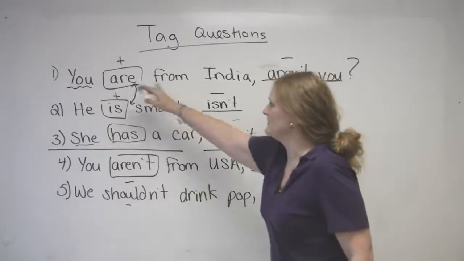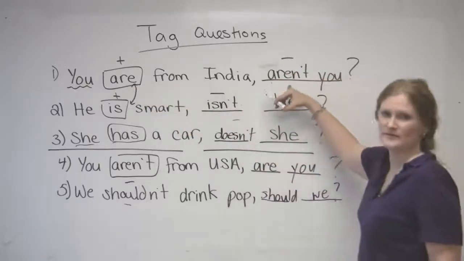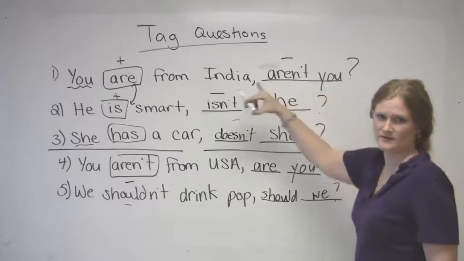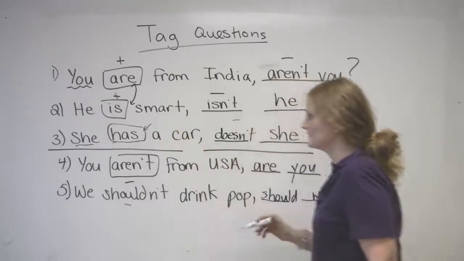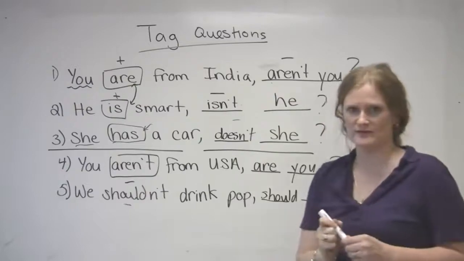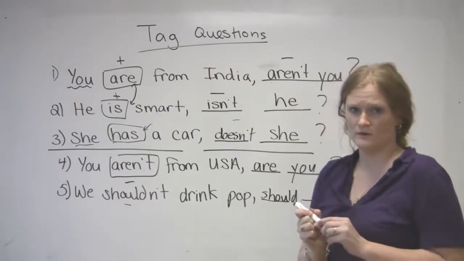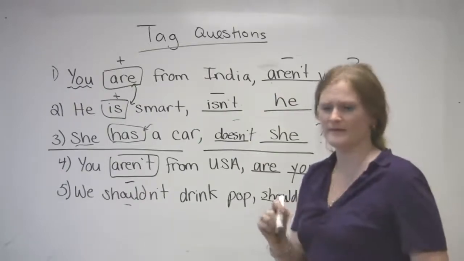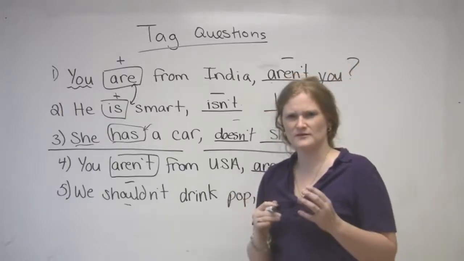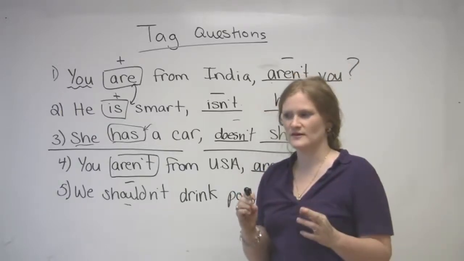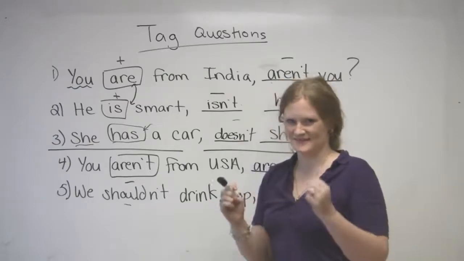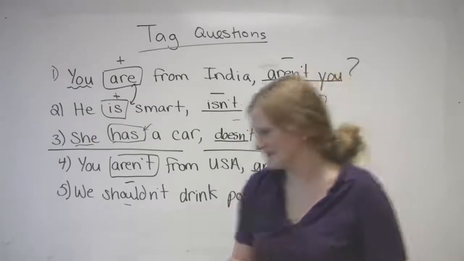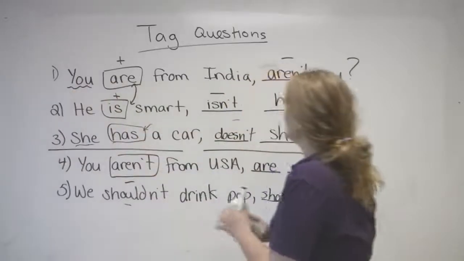Okay, so an easy rule. If this is positive, your tag has to be negative. The subject doesn't change. What does change sometimes though is the verb. Some of the verbs you have to use an auxiliary verb, do, don't, does, or doesn't. So that's fairly easy to understand the questions. The difficult part is the answer, isn't it? Yes, it is.